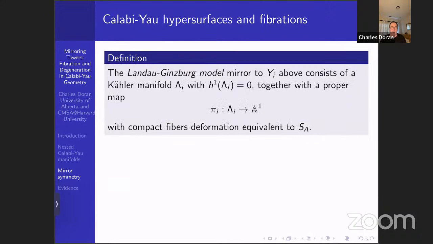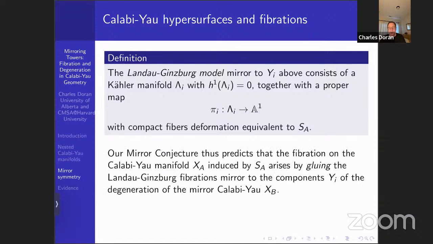So a Landau-Ginzburg model, mirror to say each of the Y1 and Y2 that I mentioned above, consists of a Kähler manifold, lambda, with H1 equals 0, together with a proper map, not down to P1, but down to A1, whose compact fibers are deformation equivalent to the SA we were talking about before. In other words, it's a fibration, but a fibration only over A1. But you have 2 of them.